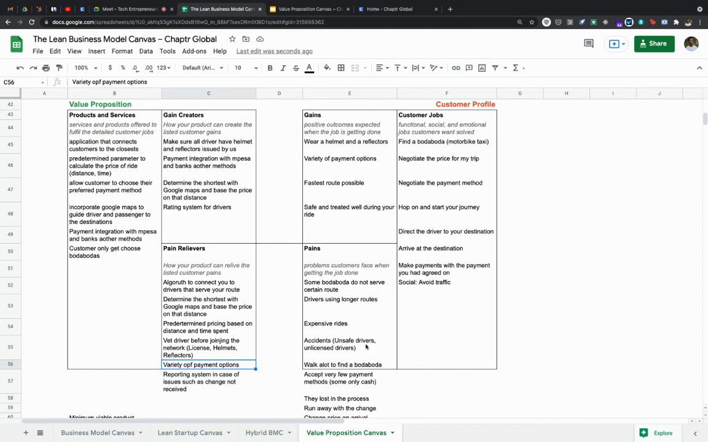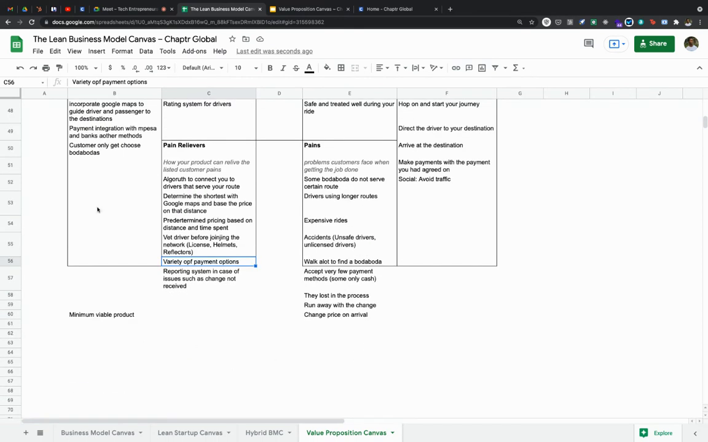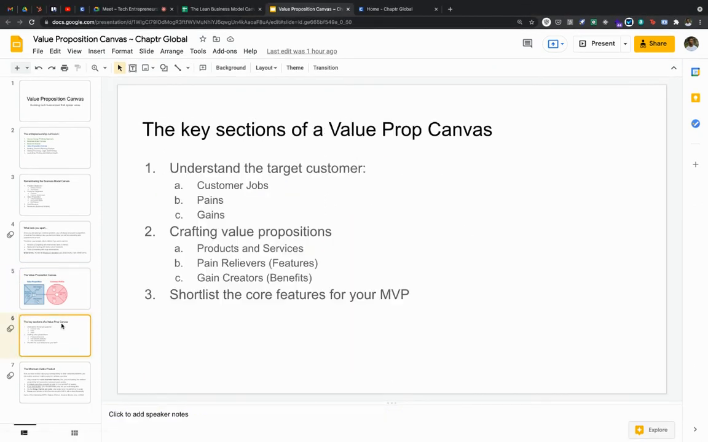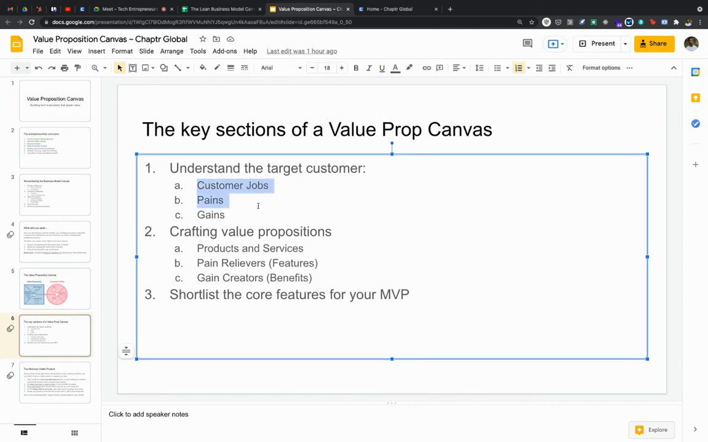So this is how we do a value proposition canvas. And the value proposition canvas is what influences you in designing your minimum viable product, which I'm going to talk about in a minute so that we can close our call by 50. So the key sections of a value prop canvas is we want to understand the customer jobs, which we've done. We want to understand the pains, the problems customers face, and the gains, the positive outcomes they expect.